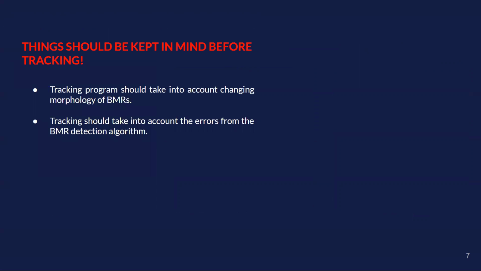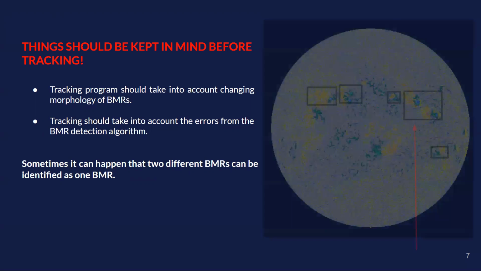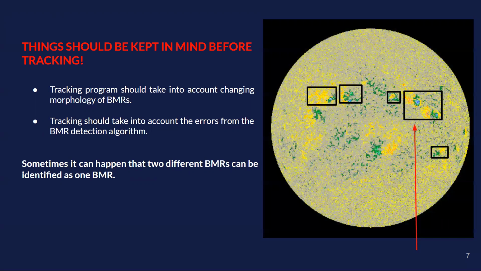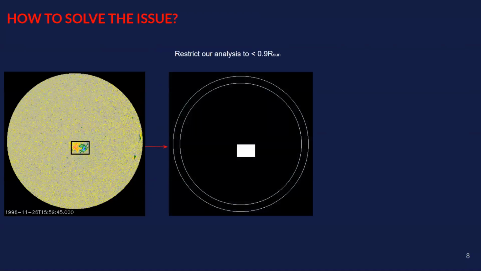But there are a few things to be kept in mind before tracking. One, the tracking algorithm should take into account the changing morphology of the BMR. Also, it should take into account any errors in the detection algorithm. Sometimes it can happen that two different BMRs are identified as one, as you can see in this image. So, what can you do about it? Mostly, faulty detection happens towards the limb of the solar disk. So, one thing we can do is to restrict our analysis to less than 0.9 radius of the sun.